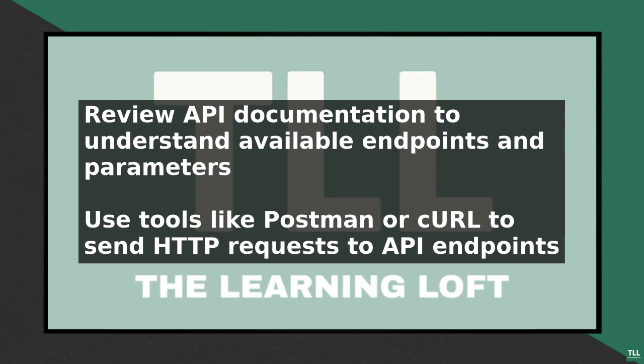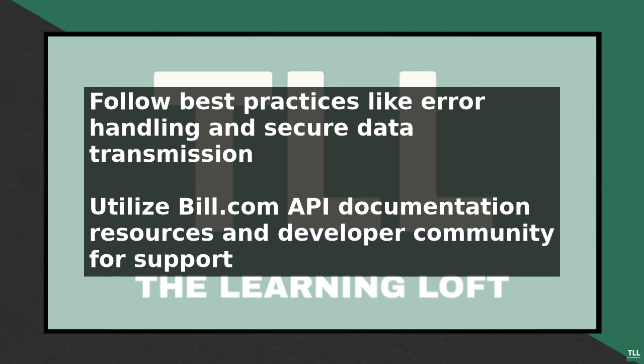When working with the Bill.com API, follow best practices such as handling errors and exceptions properly, using secure protocols for data transmission, and implementing logging and monitoring to track API usage. In addition, take advantage of the Bill.com API documentation resources, such as the API reference guide, tutorials, and FAQs. The Bill.com developer community is also a valuable resource, where you can ask questions and share knowledge with other developers.